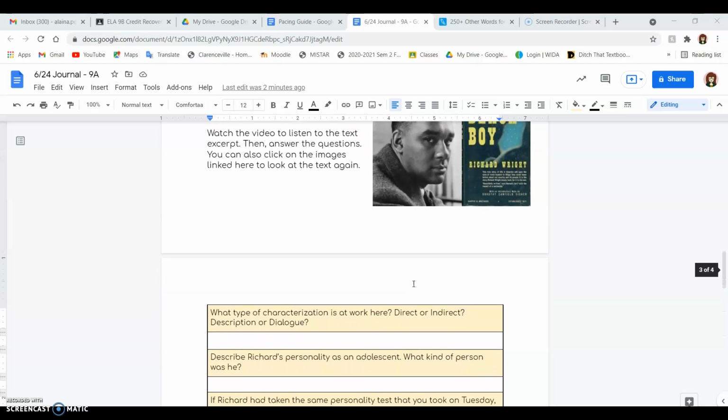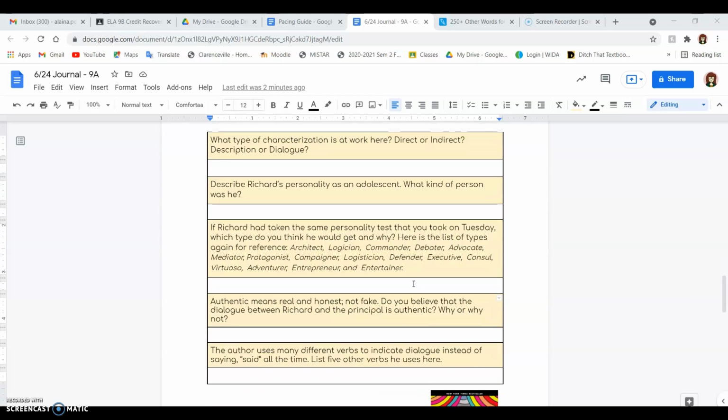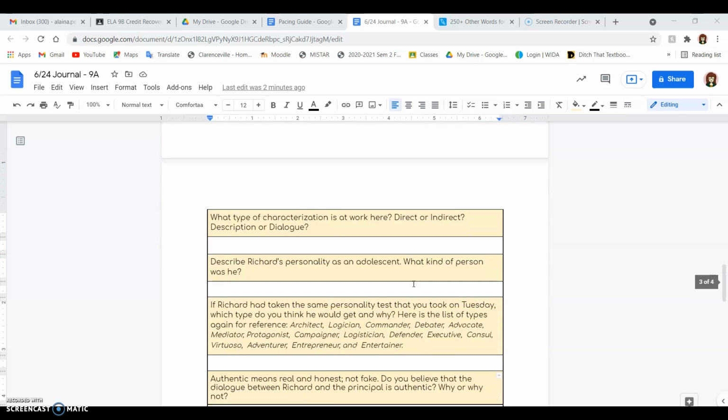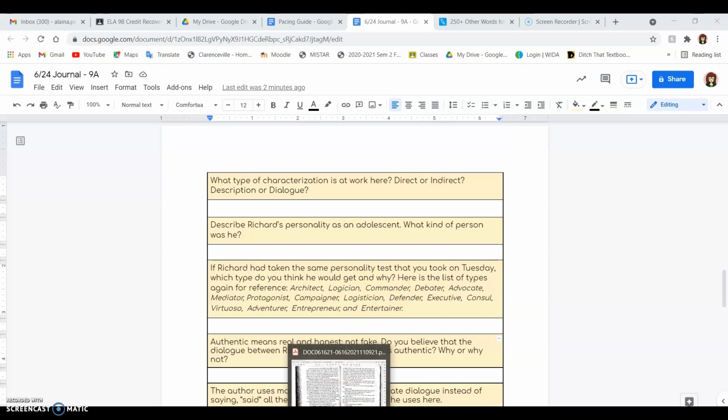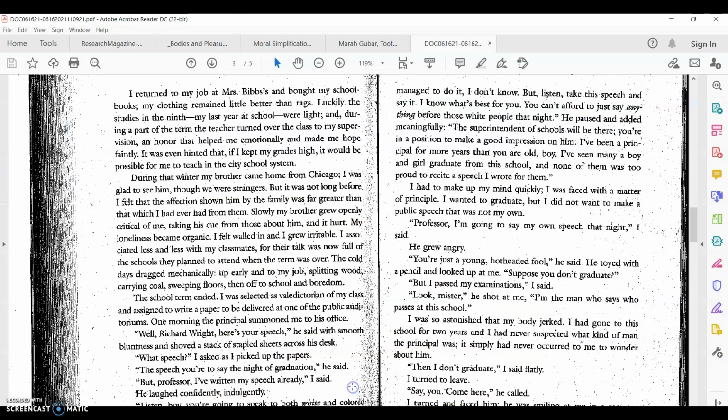Okay, so I'm going to read through the text sample, and then I will put a link in the document so that you can look at the text in case you don't want to listen to the video again.